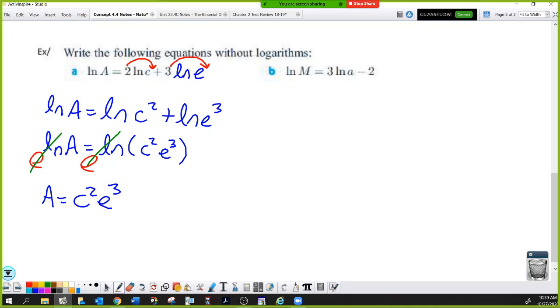Same process on the right. That 2 doesn't have a log, it needs one. So you strap an ln of e next to it. And once you've done that, you can move these coefficients back to the exponent position.